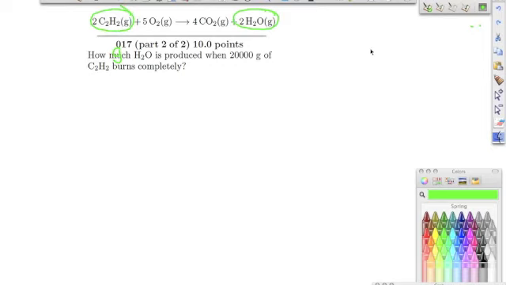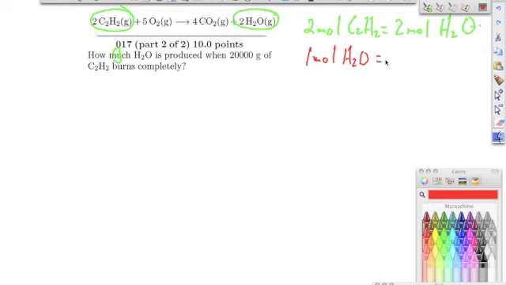So we write our mole ratio. 2 moles of C2H2 equals 2 moles of water. Now the other thing we have to pay attention to is it wants the answer in grams of H2O. So the next thing we need is the molar mass of H2O. We have 2 hydrogens and 1 oxygen, so 2 times hydrogen's atomic mass plus oxygen's atomic mass, and we get 1 mole of H2O equals the molar mass, which when we add those up is 18.02 grams of H2O.